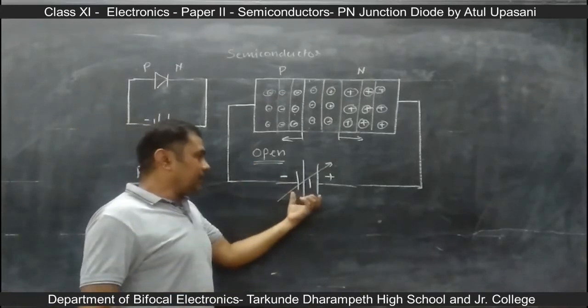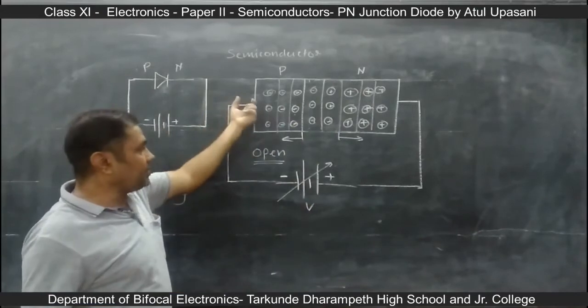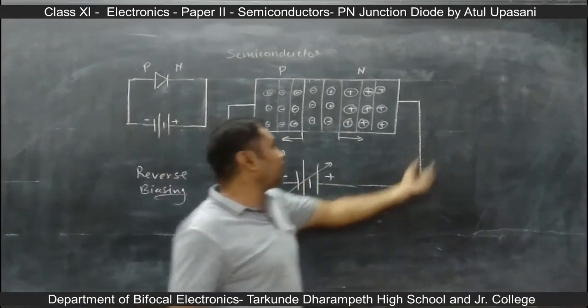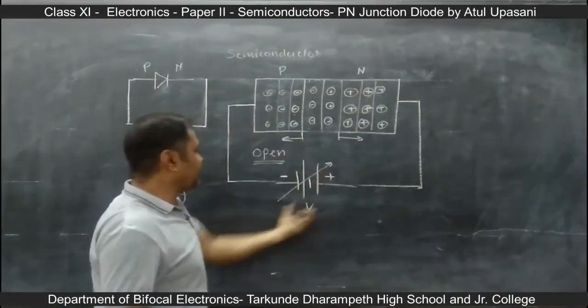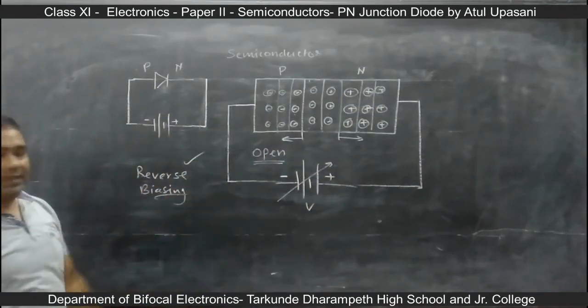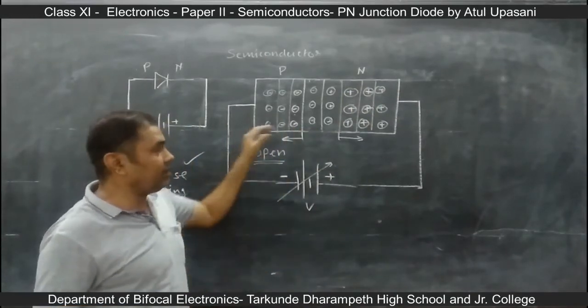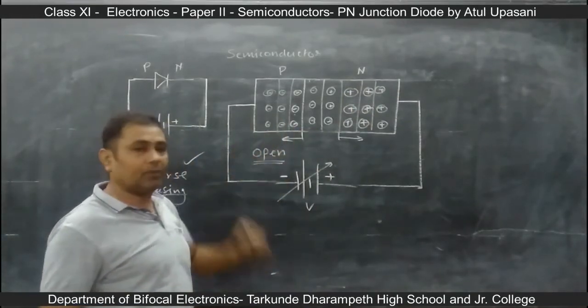So in this type of configuration, when the negative terminal of the battery is connected to the P side and the positive terminal of the battery is connected to the N side, this biasing is called reverse biasing. So when the diode is reverse biased, there will be no conduction inside the device. So it will act as an open switch.